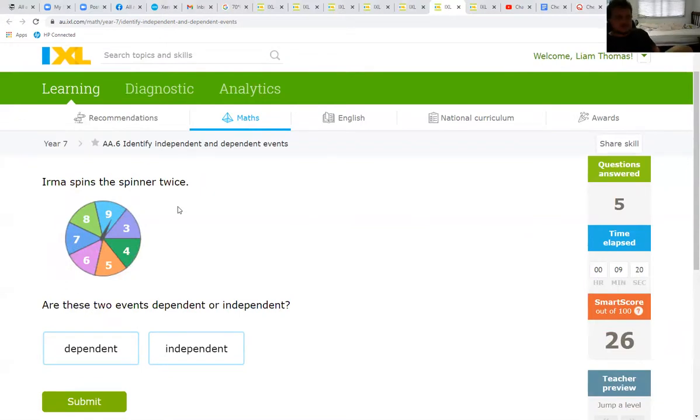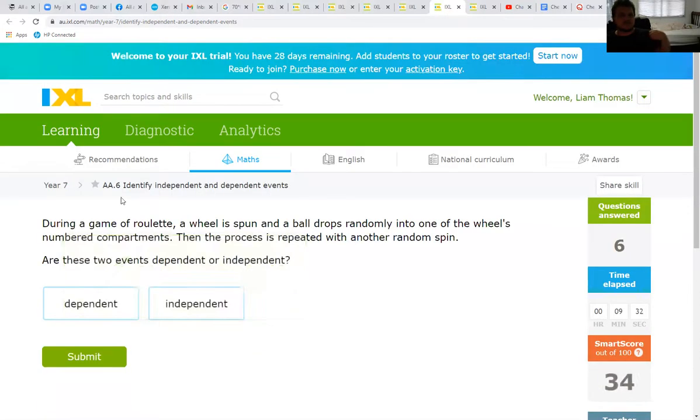So Irma spins the spinner twice. Are the two events dependent or independent? Harrison very quickly says independent. Yeah, because the first spin doesn't affect the outcome of the second. All right.